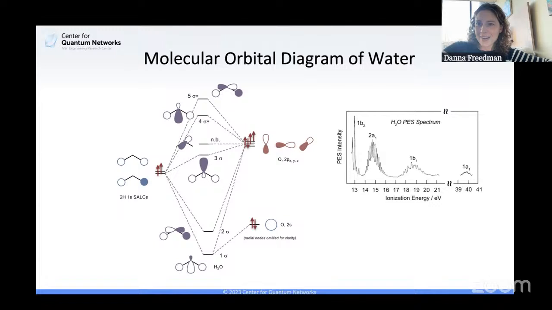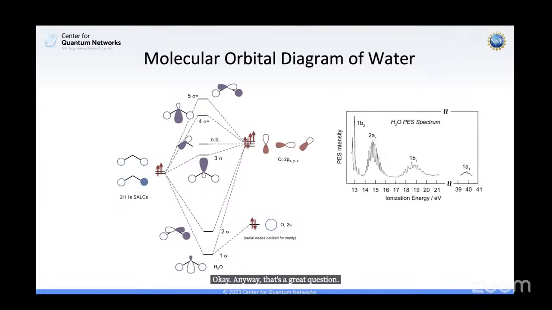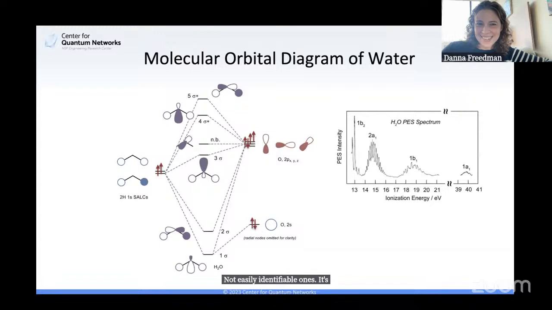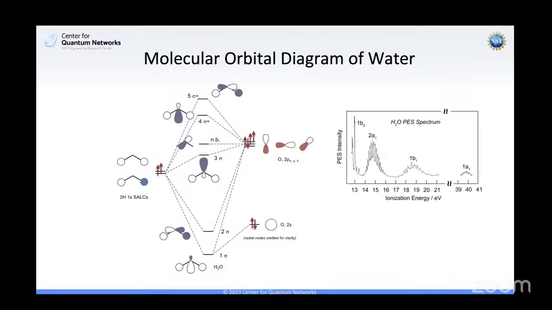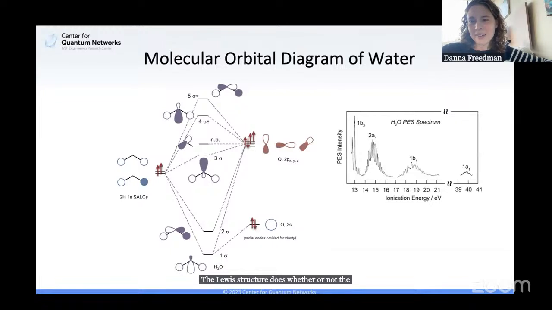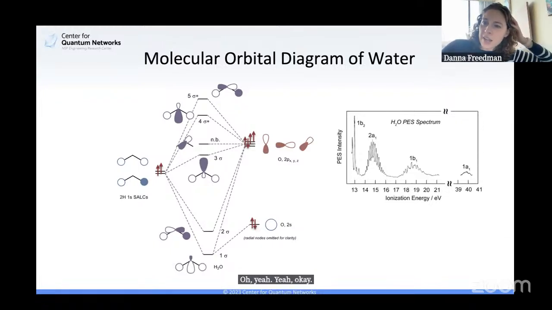Okay. So anyway, that's a great question. Not easily identifiable ones. That's what I thought, but it's going to have a mirror plane. Oh, it has a mirror plane? Okay, we will move on. The Lewis structure does, whether or not the crystal structure does, I'm not sure. Okay, so does that answer your question?